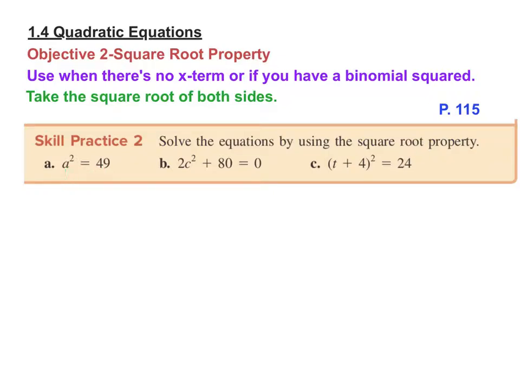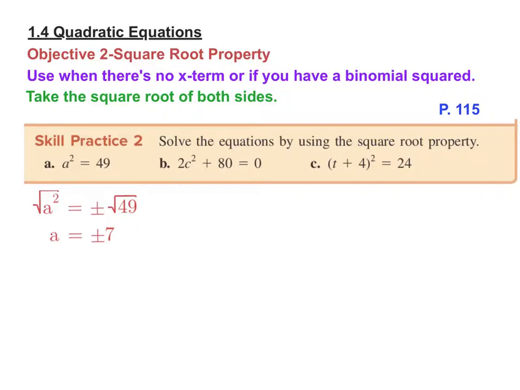So when I square root both sides, I have the square root of a squared equals the plus or minus the square root of 49. And so the square root of a squared is just a, square root of 49 is 7, and that's my answer. So keep in mind, whenever we're solving a quadratic, you should get 2 solutions.